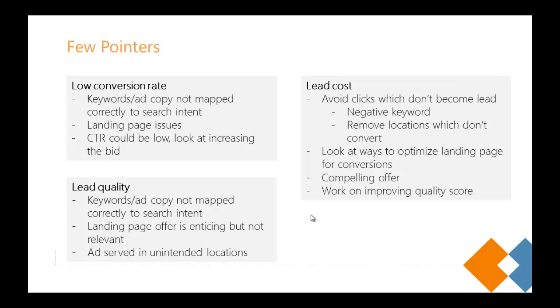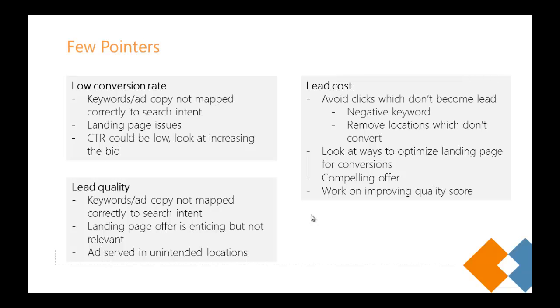The other issue which AdWords users talk about is the quality of leads. It's a very common issue. It's very hard to get 100% high quality leads from AdWords, so you have to keep trying. But the common areas one can look at to improve overall lead quality is to look at your keywords, your ad copies, and your ad groups, and make sure they are mapped as closely as possible to the search intent. Have a landing page which is more relevant.